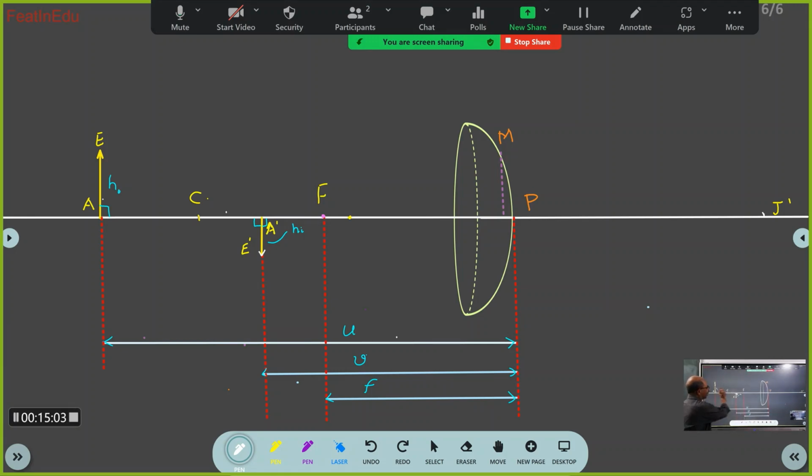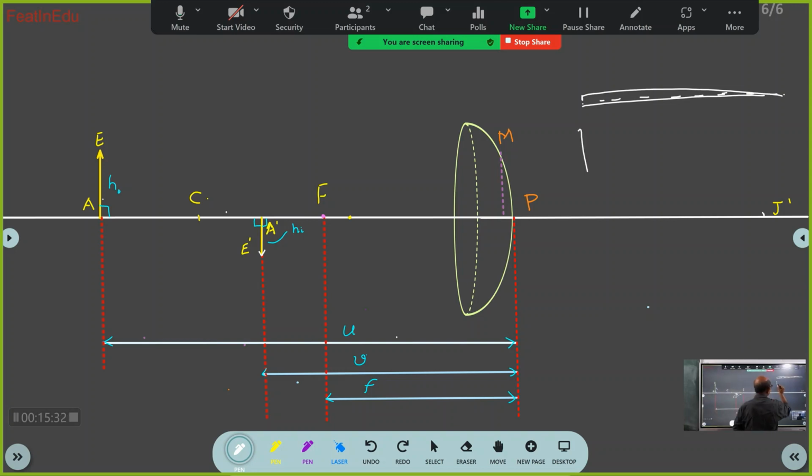You have seen, Aryan asked a question. Sir, why are we considering the object distance from P to E and P to A? Why should we do it like this? For all practical purposes, if I take a small object and take this distance, what is the difference between this distance and this distance? It is approximately the same.